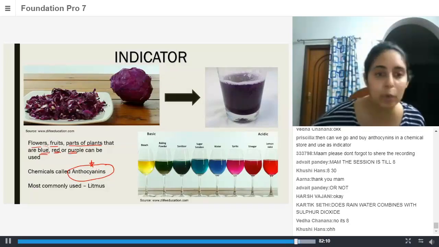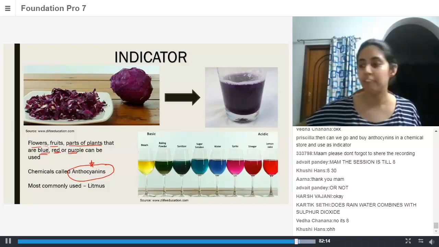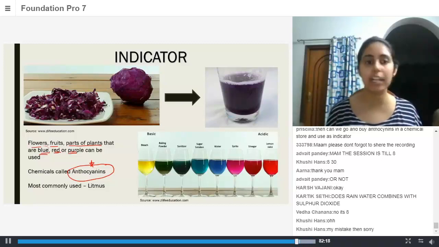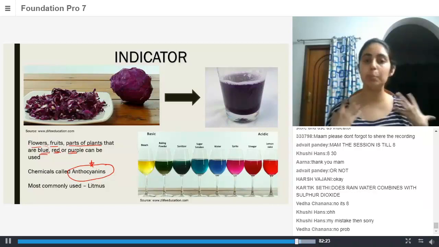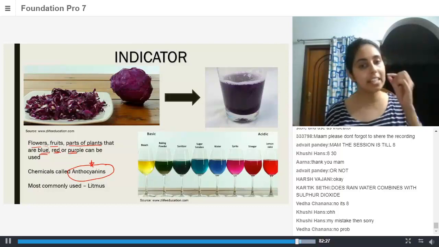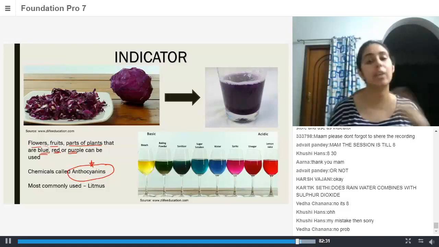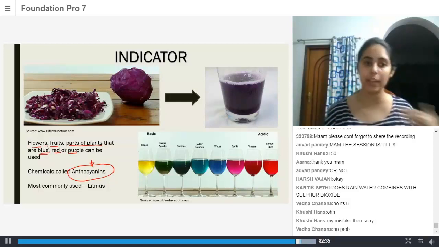So those will not be good indicators. If I take orange juice and try to mix acid and base, it will not change color because it's not an indicator. If you want something to be an indicator, it has to be blue, red or purple in color, because these things contain the chemical called anthocyanin, and anthocyanin is our indicator. We need that to indicate if something is an acid or a base.